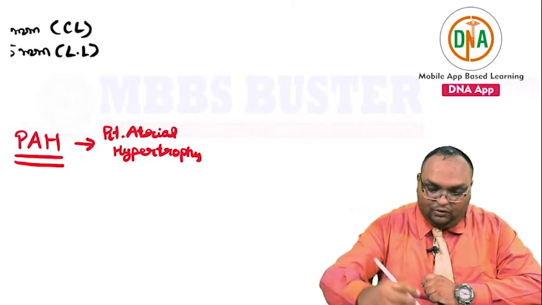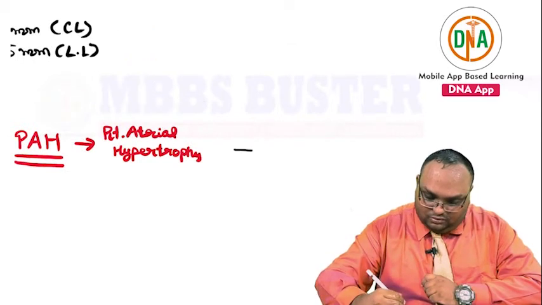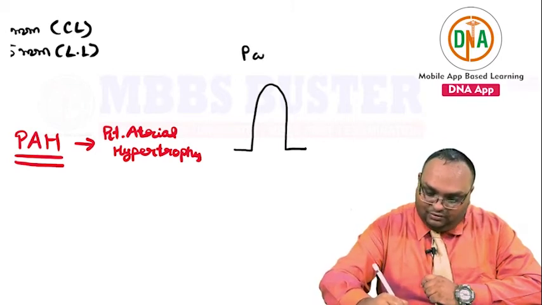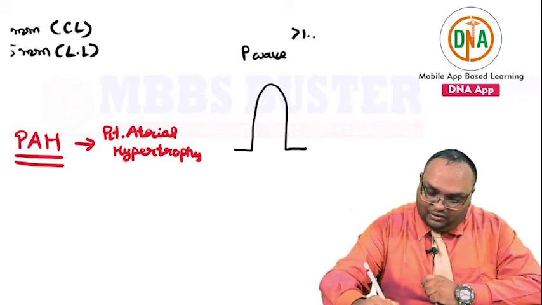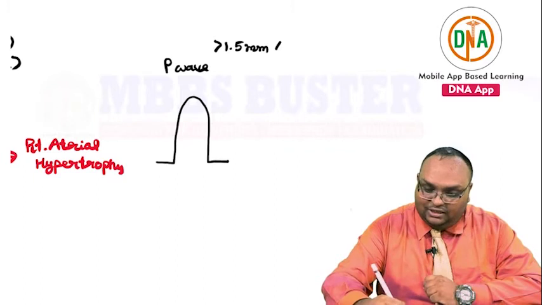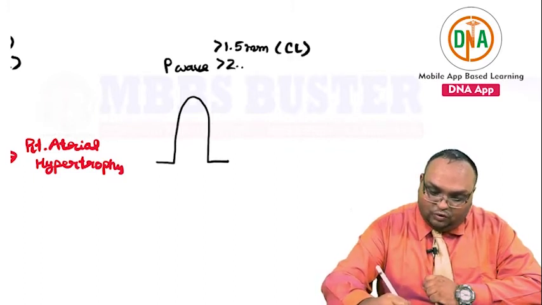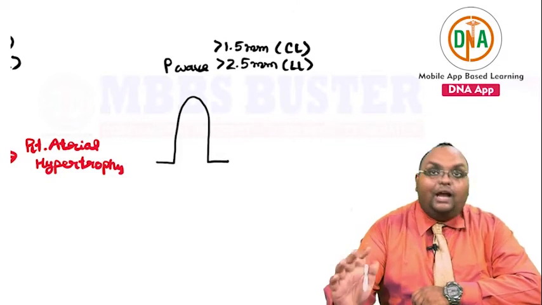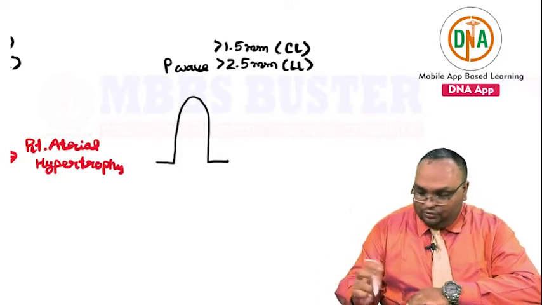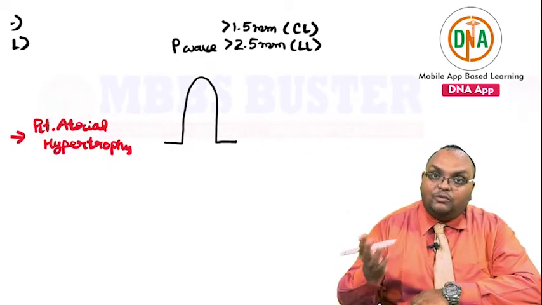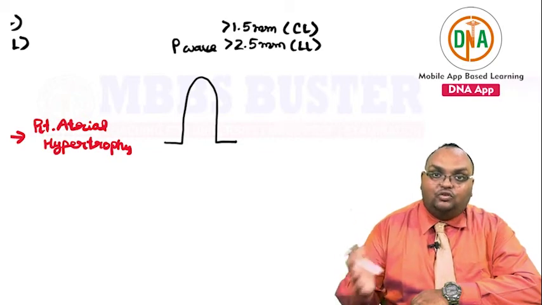So let's just see how it would look. This is how it would look, where you would see that the P wave height would be more than 1.5 millimeters in the chest leads, and it would be more than 2.5 millimeters in the limb leads. Getting the point? Absolutely. Good. This is P pulmonale, which occurs in pulmonary arterial hypertension due to right atrial hypertrophy and dilatation.